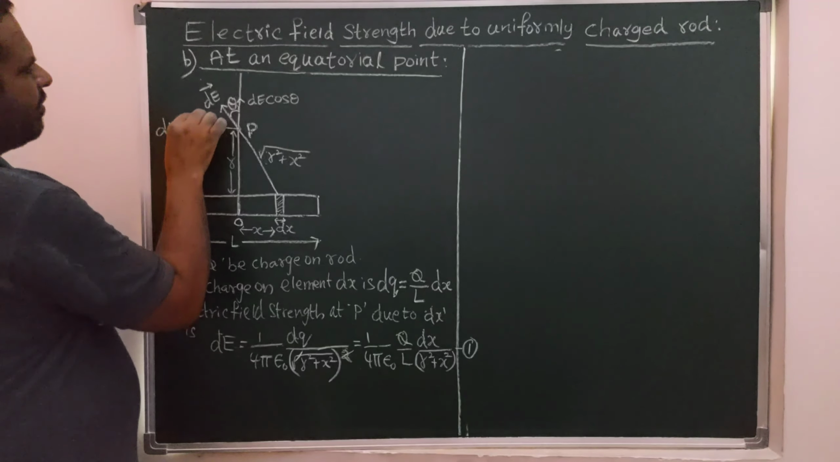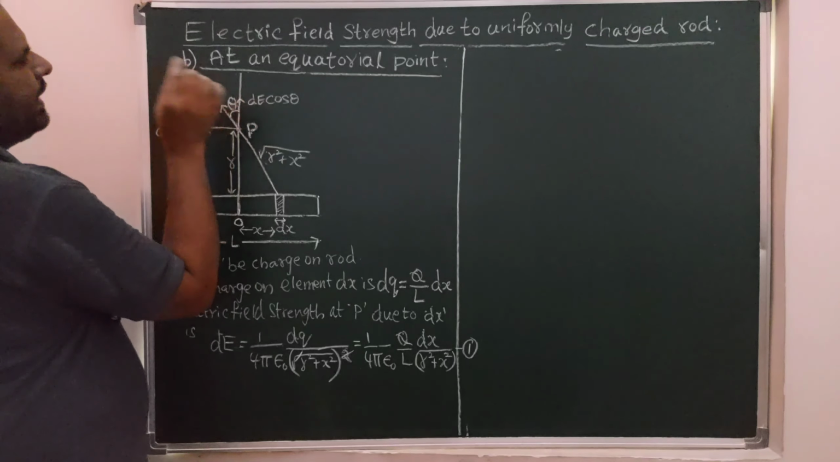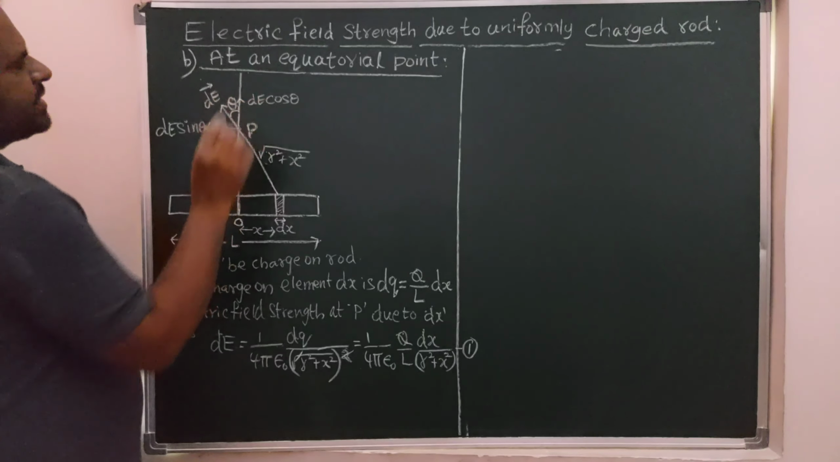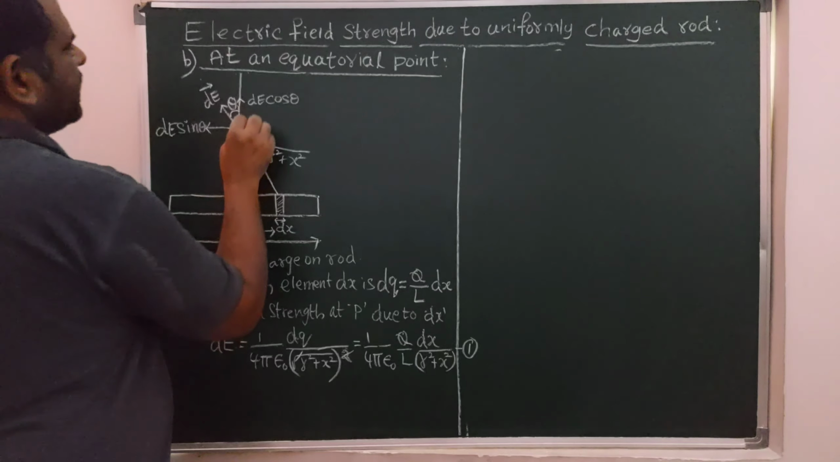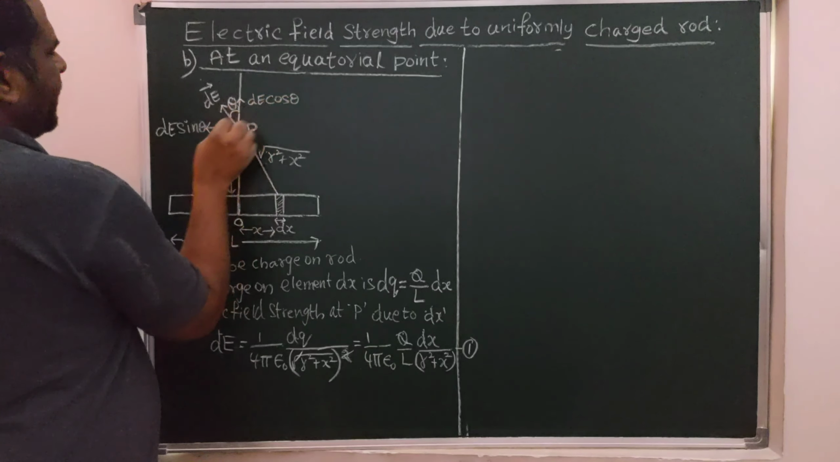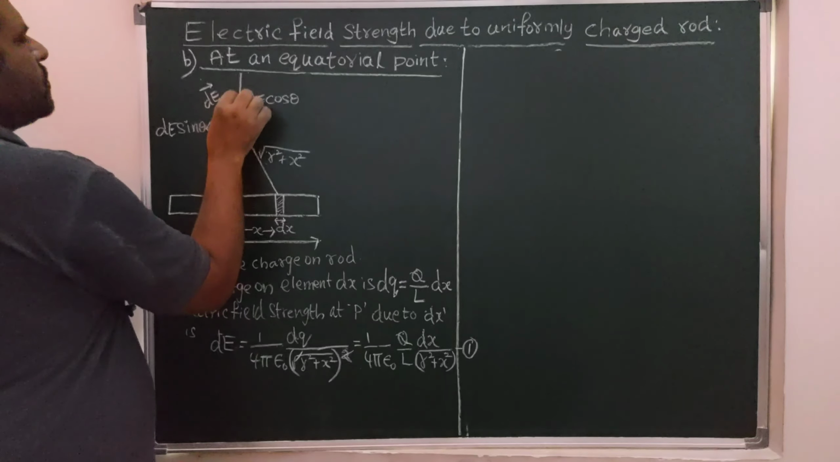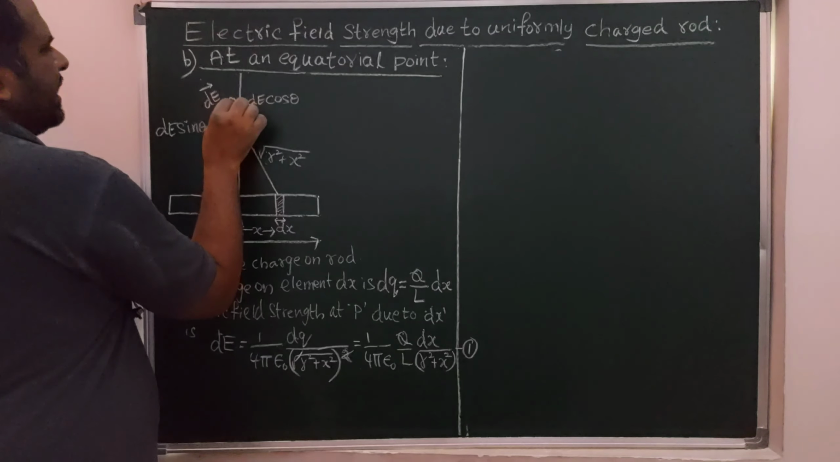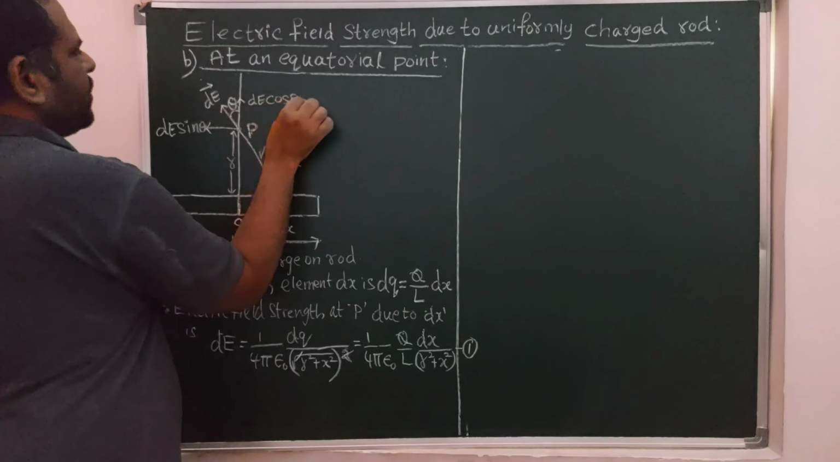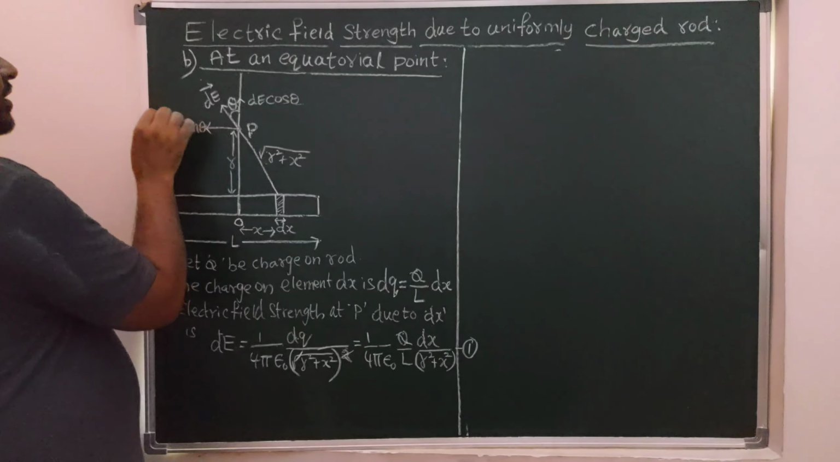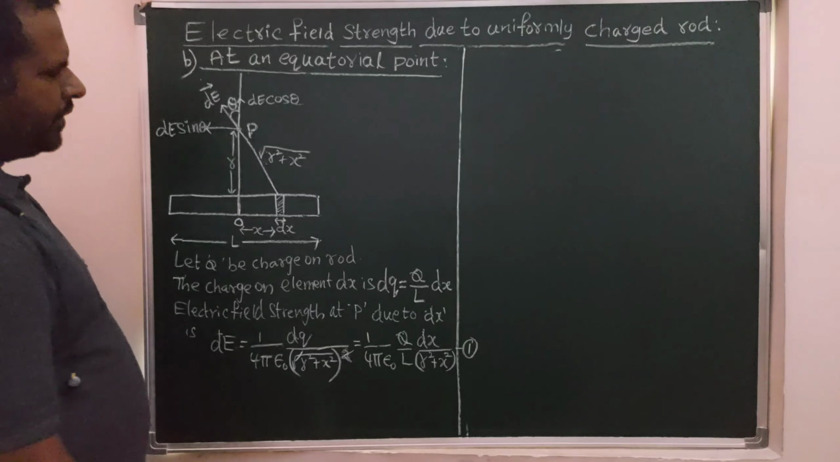So dE is a vector quantity. It is making an angle theta with this vertical line, and it is resolved into two components. One is dE cos theta, the horizontal component. The second one is dE sin theta. According to the resolution of vectors, this dE resolves into dE cos theta and dE sin theta.